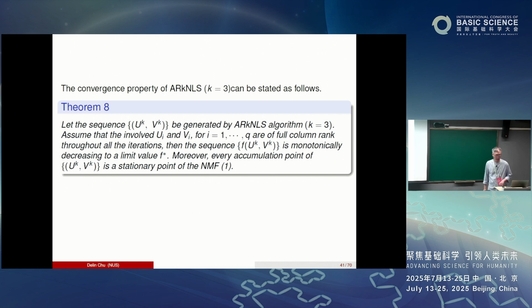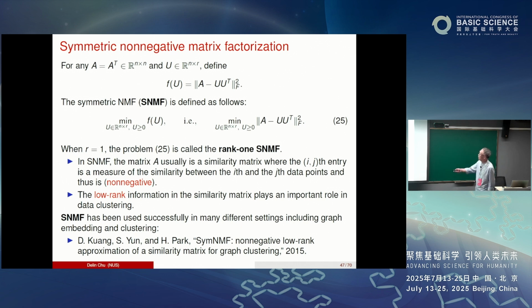Next we want to consider a special case of non-negative matrix factorization. We call it the symmetric non-negative matrix factorization problem. Suppose A is symmetric. Then we should do a symmetric low rank approximation, right? This means if A is symmetric, then in the classic non-negative matrix factorization, U and V should satisfy U equal to V, so that UV^T equals UU^T. So we approximate the symmetric matrix A by another low rank symmetric matrix UU^T.